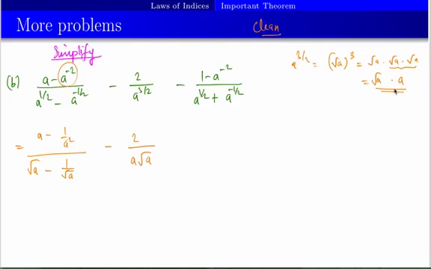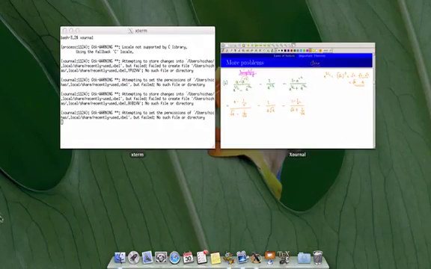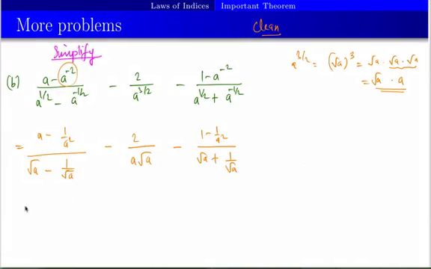So it is nothing but a square root of a. I am trying to keep things in radicals so that the solution becomes very simple. Next step is 1 minus 1 by a square upon square root of a plus 1 upon square root of a. So I think this is a very simplified form. Let us now simplify the problem.